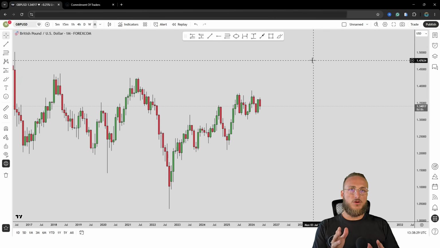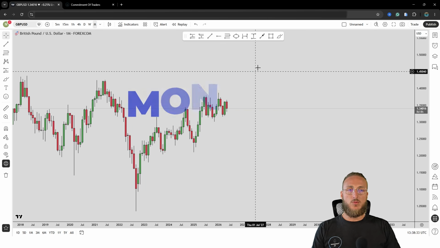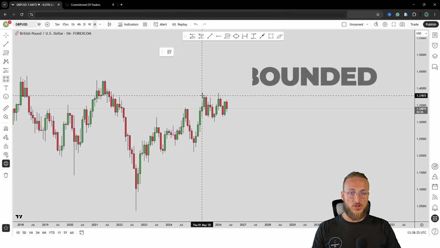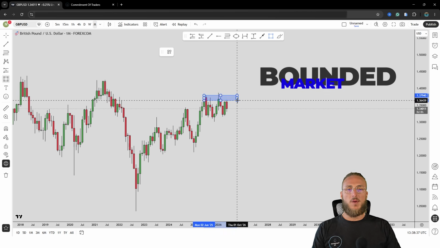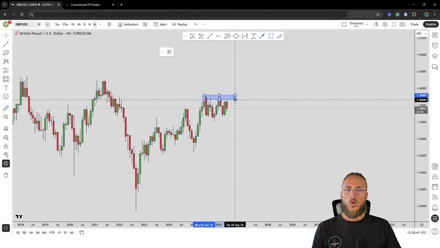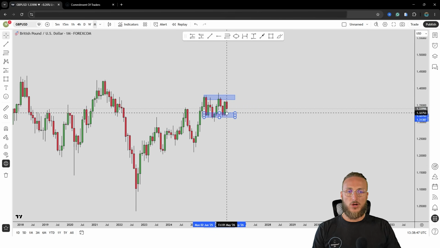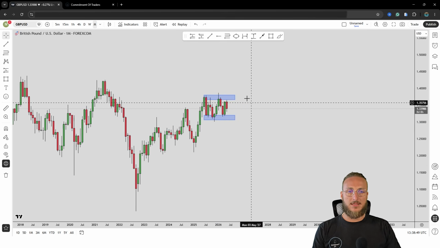Now, starting here from the monthly time frame, what we can see is that we have a market which at the moment is clearly range bound. In fact, the market from a monthly standpoint is stuck in a range in between these two quite important levels. We have the high here of the range sitting at this zone, and we have the bottom here of this range currently sitting at this zone.